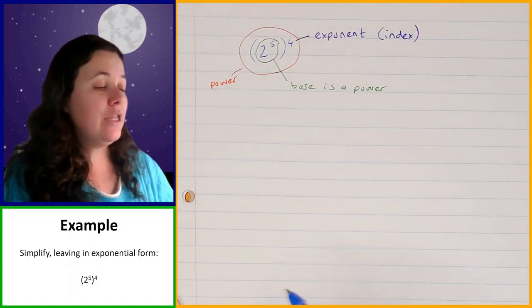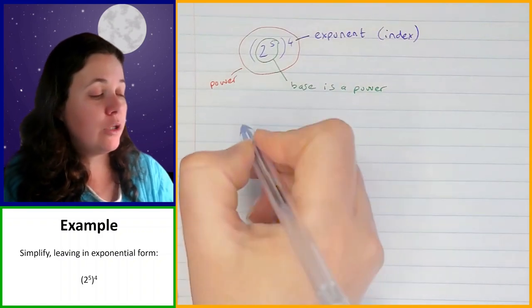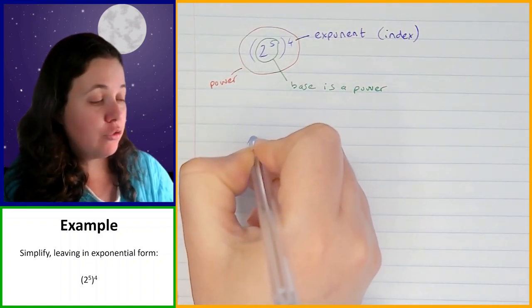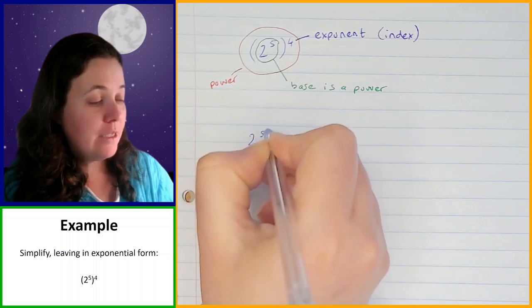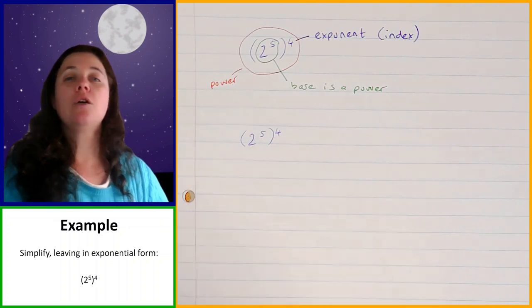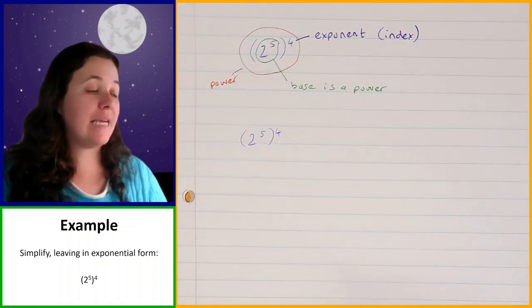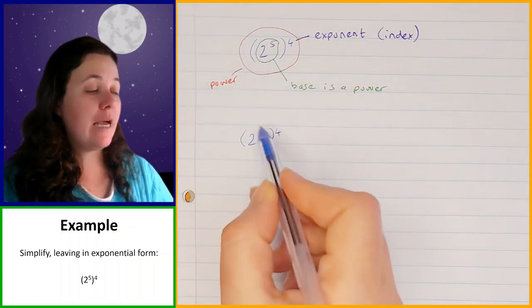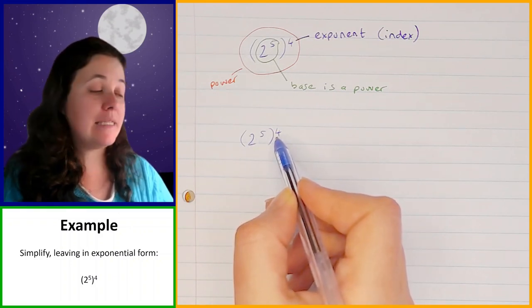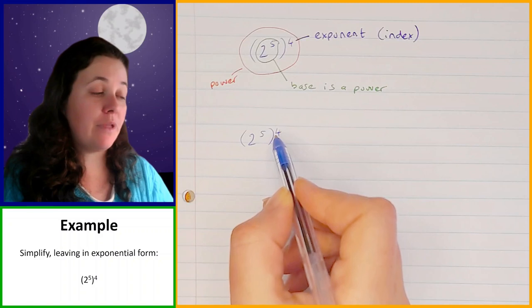So in this example, we're going to be taking that same power that I showed you already, 2 to the power of 5 to the power of 4, and we are going to simplify this. Okay, so now let's just look back at what this actually means. Remember, when you've got a base that is being raised to a power, what it means is that it is being multiplied by itself that many times.